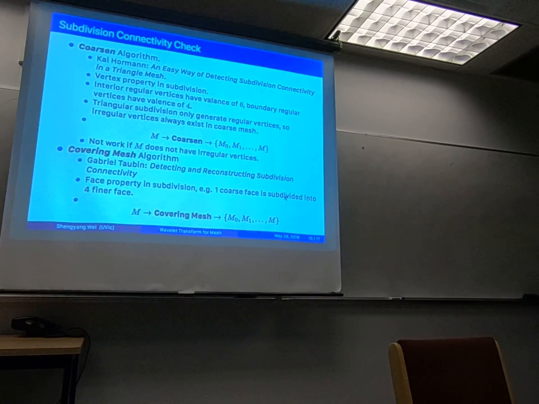The second algorithm is the covering mesh, proposed by Gabriel Tobin. It utilizes the face properties in subdivision. A coarse face is subdivided into 4 finer faces for a triangular subdivision. This algorithm is also not a trivial one, so we just show you the input and output; it can do the same thing as the coarsen algorithm. Given an input finer mesh, we can separate the coarse vertices and finer vertices as the input to the Wavelet transform.